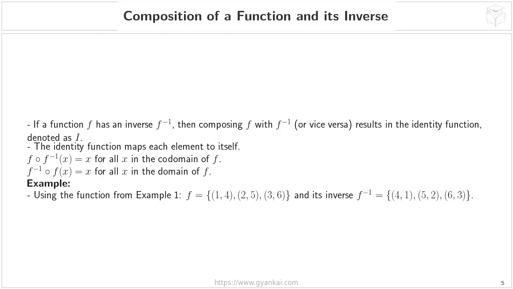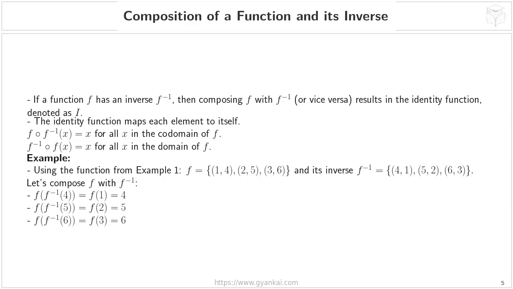We'll use the function f from example 1, which was defined as the set of ordered pairs (1, 4), (2, 5), and (3, 6), and we found its inverse f inverse to be (4, 1), (5, 2), and (6, 3). Let's compose f with f inverse. This means we first apply f inverse to a value and then apply f to the result. Let's take x equals 4. So f of f inverse of 4. First, we look at f inverse of 4, which from our inverse function is 1. Then, we apply f to that result, so f of 1, which according to our original function f is 4.